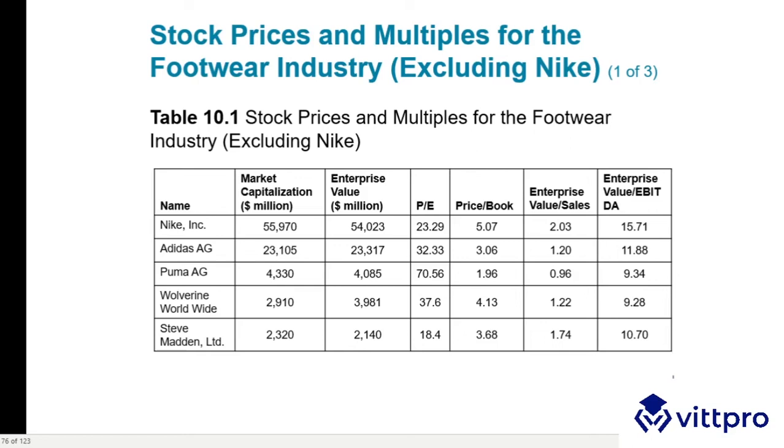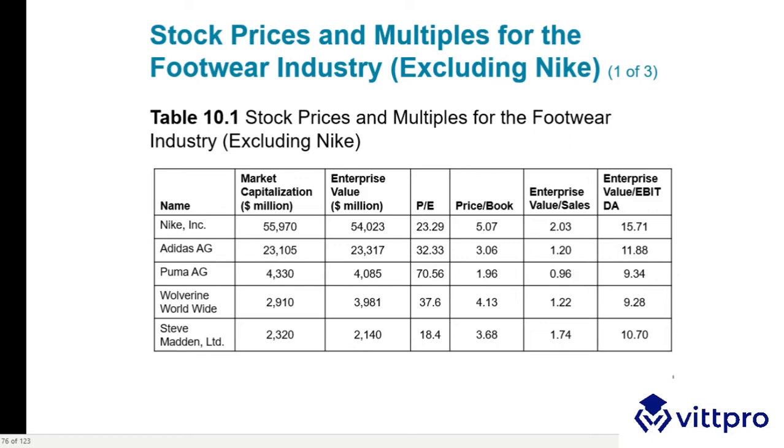You can look at their different PE ratios. You can look at their price to book, which are also different. Enterprise value to sales is pretty much in line, around 1 to 1.2, and then enterprise value to EBITDA is also around 9 to 10 on average. Nike is an exception. Nike is pretty high.